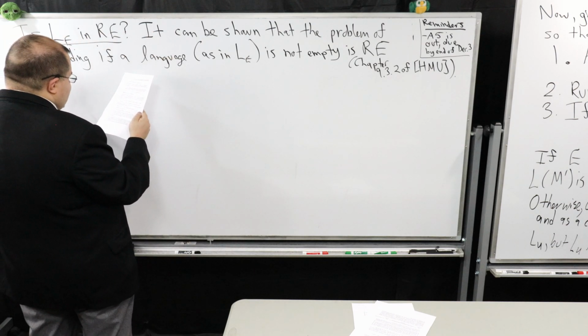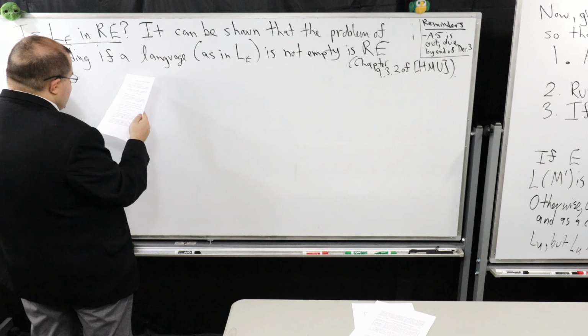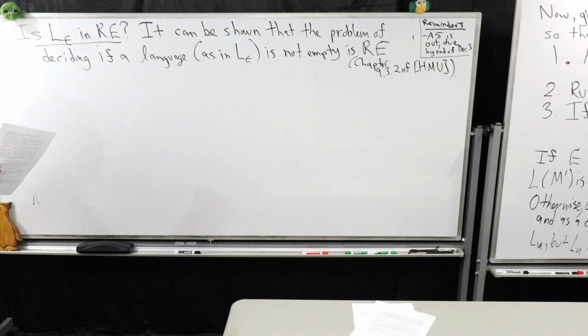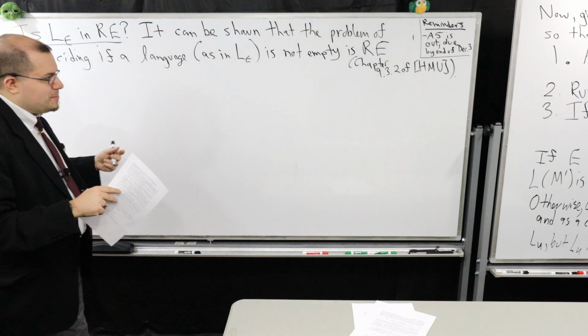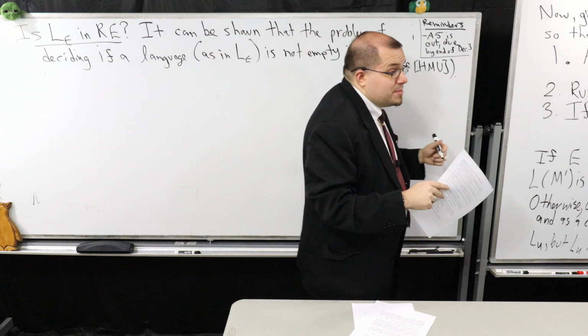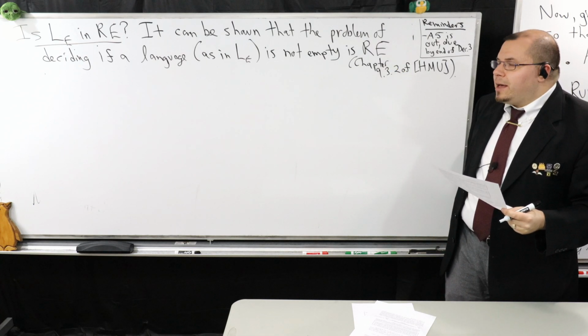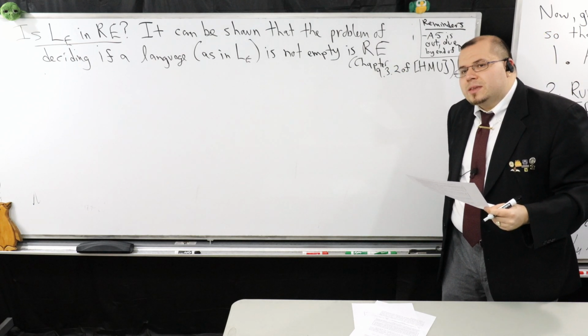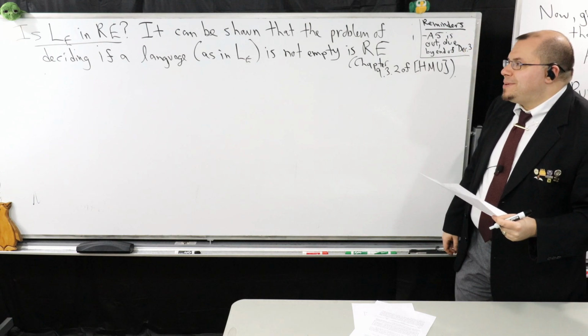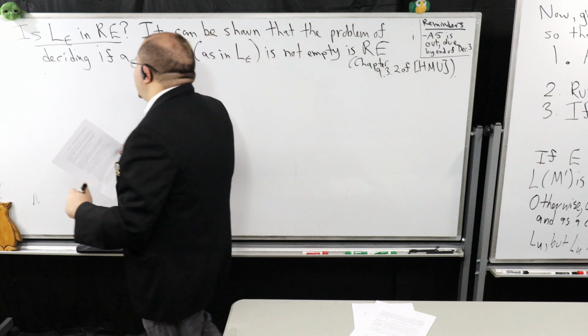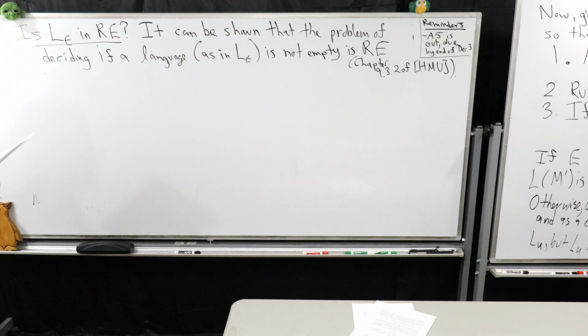So let's see. I have a question for you. If I told you that determining, if I give you a description of a Turing machine and I ask you, does that machine, like, is its language empty? But here I'm changing the equals empty to not empty, and I'm telling you it's recursively enumerable. And I've already told you that LE is undecidable. What can you infer about LE? Is it recursively enumerable? Any ideas?